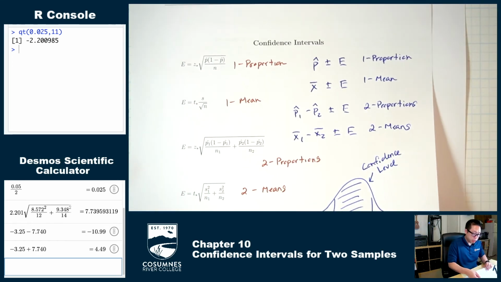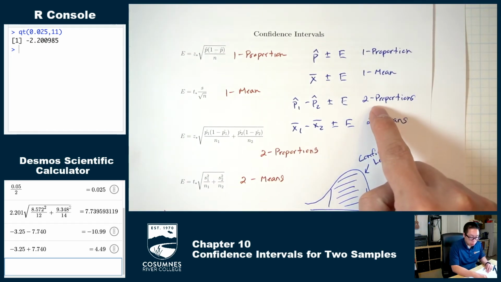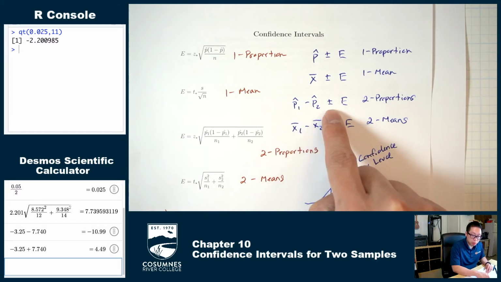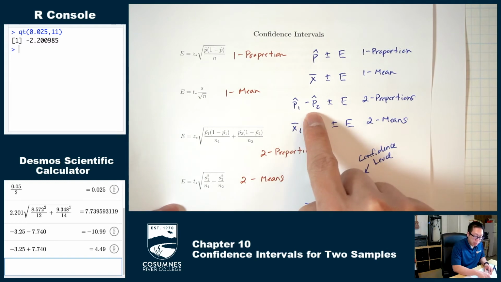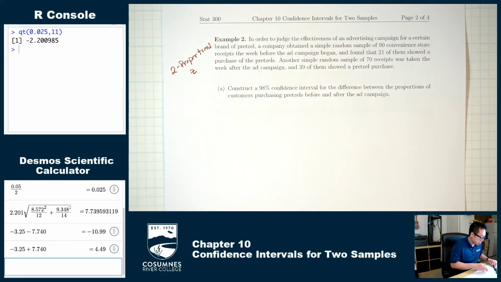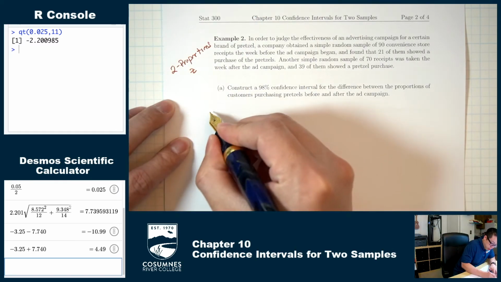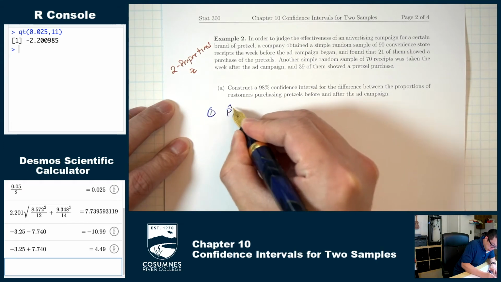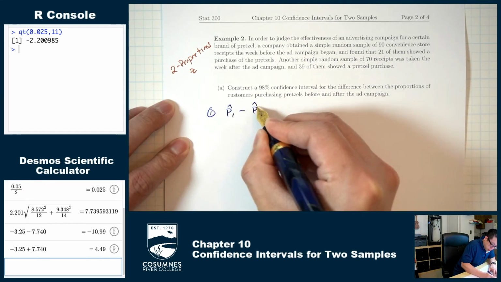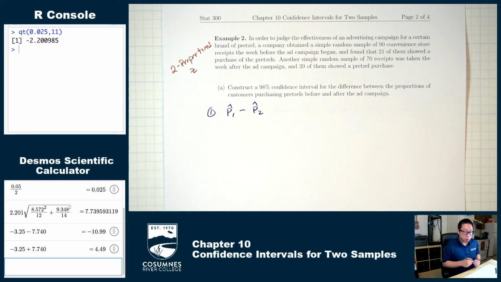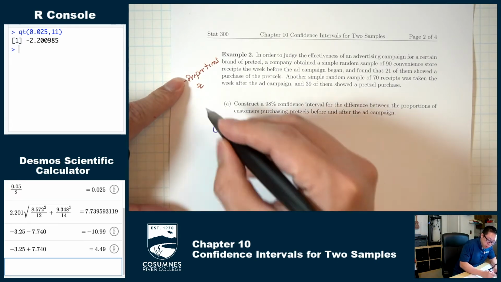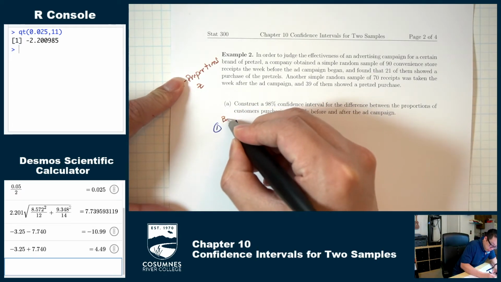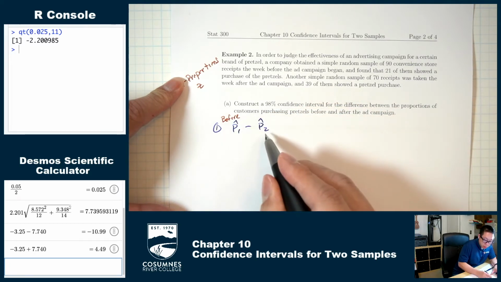If I look at my formula sheet, for two proportions the end result should be P1 hat minus P2 hat plus or minus the margin of error, which means the first thing I need to do is find P1 hat minus P2 hat. And I need to label what I mean by ones and twos. We have a sample before and a sample after, so let's call the ones before and the twos after.